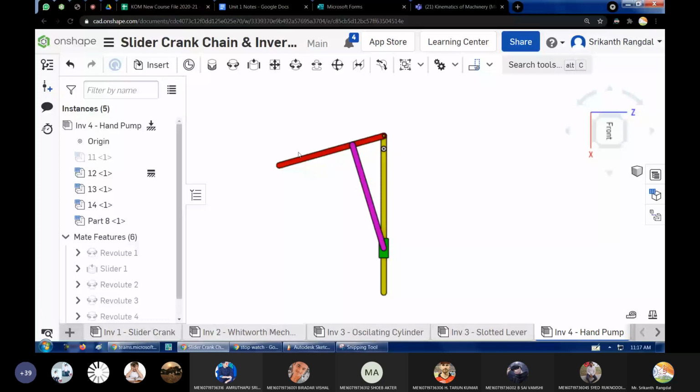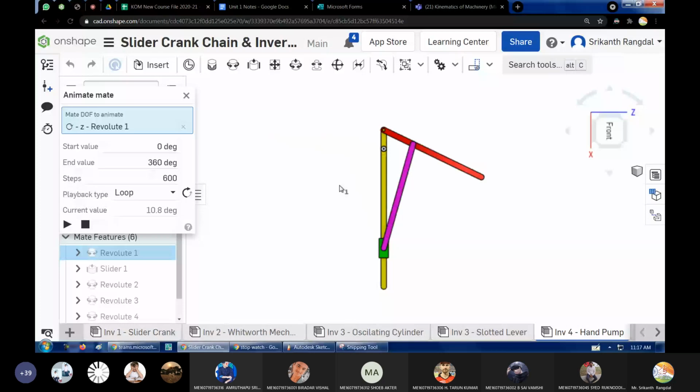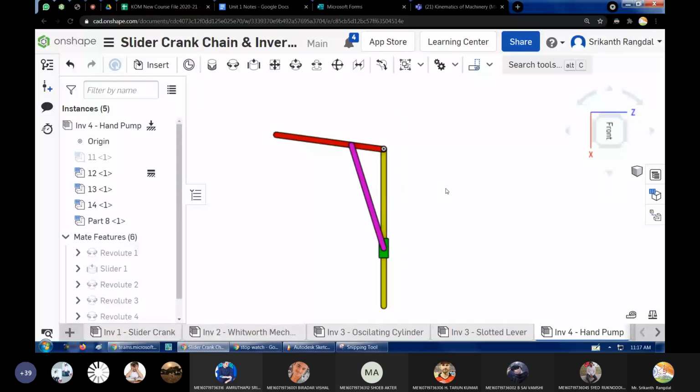Of course, the motion of the red link is limited. The red link cannot move out of this one-sided angle. Fine. Whereas when I animate this, you can see that the red link can move full 360 degrees. It has the ability to move full 360 degrees. But actually, we will not be using full 360 degrees rotation. We'll just be limiting it, constraining it to a very small angle on one of the sides. Okay. So this is what we are calling the hand pump.